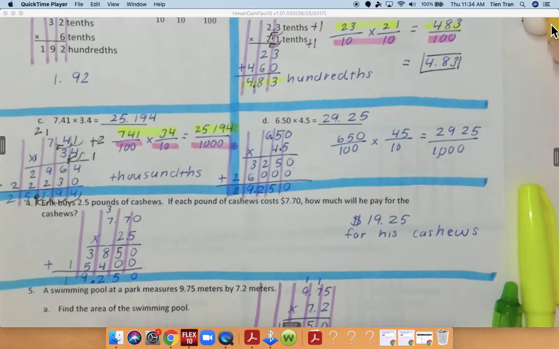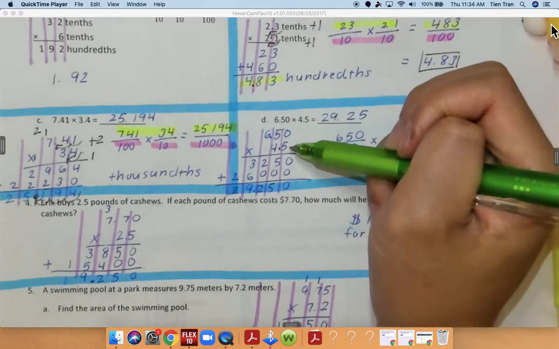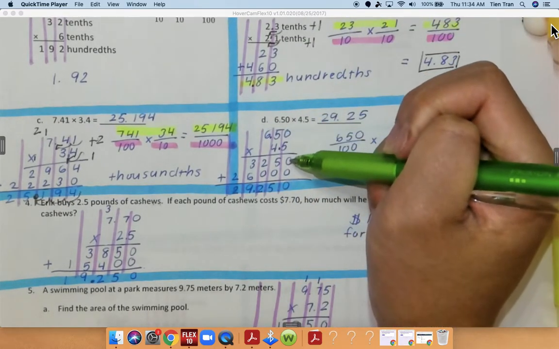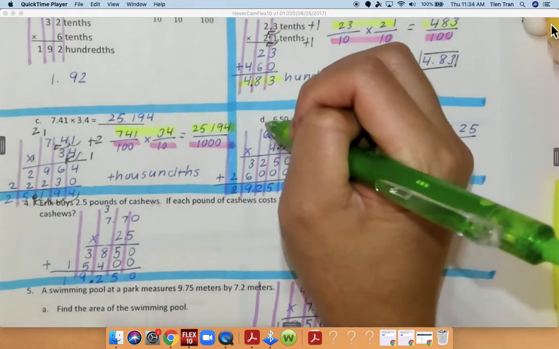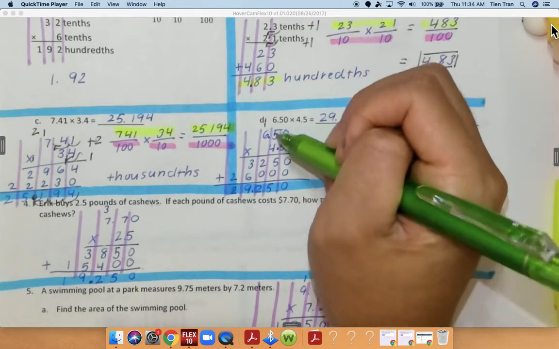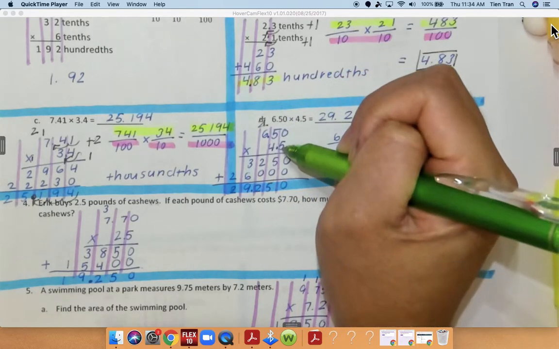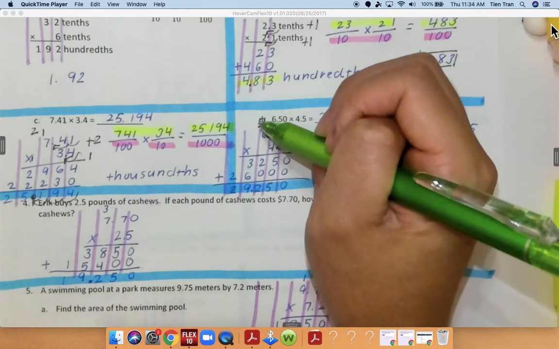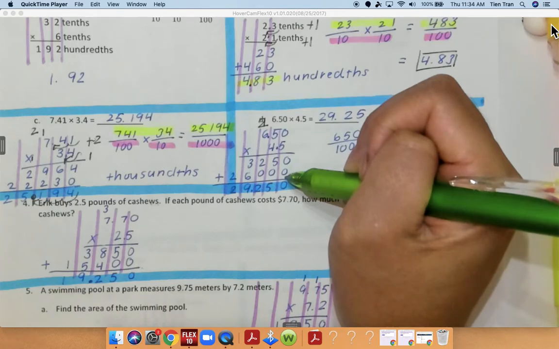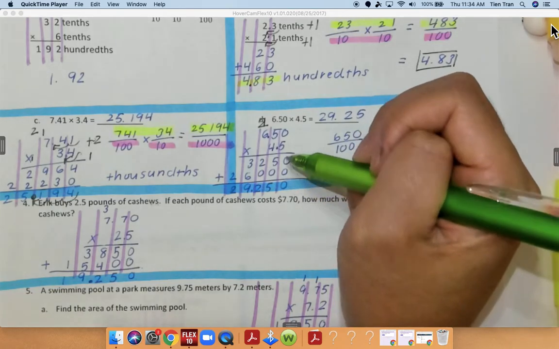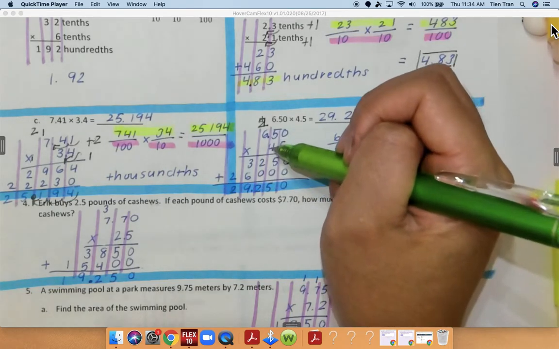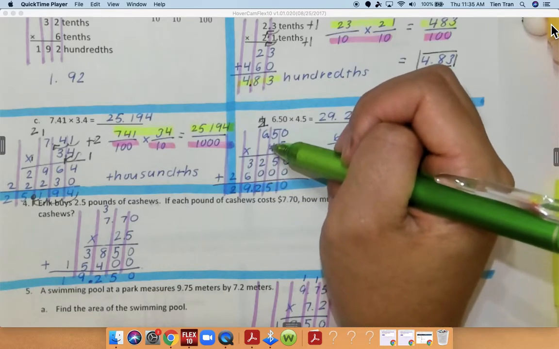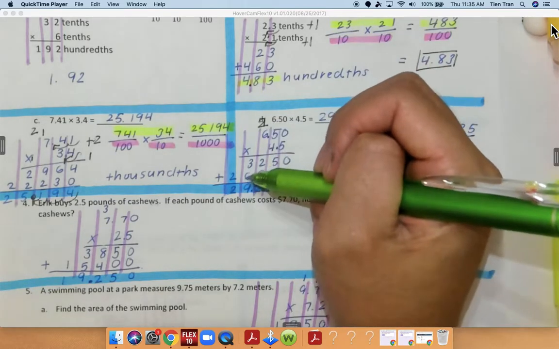For problem D, we have 5 times 0, which is equal to 0. 5 times 5 is 25. 5 times 6 is 30, plus 2 is 32. Bring down your 0 because you're multiplying in your tens place. 4 times 0 is 0. 4 times 5 is 20. 4 times 6 is 24, plus 2 is 26.